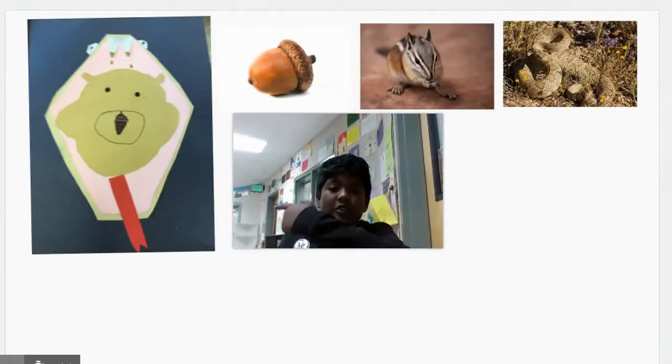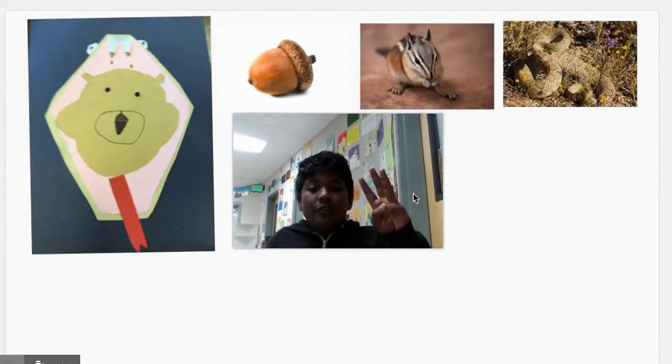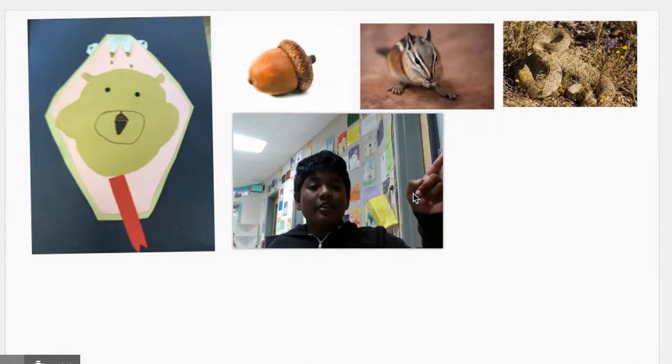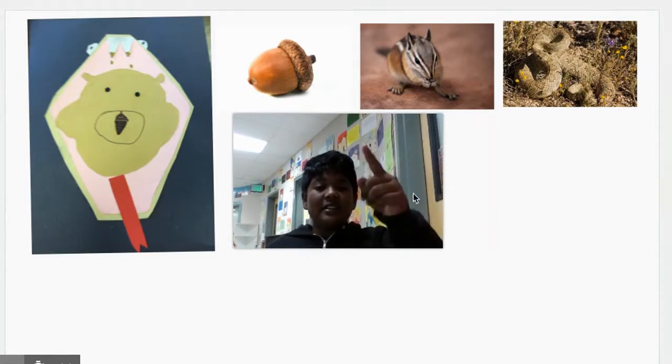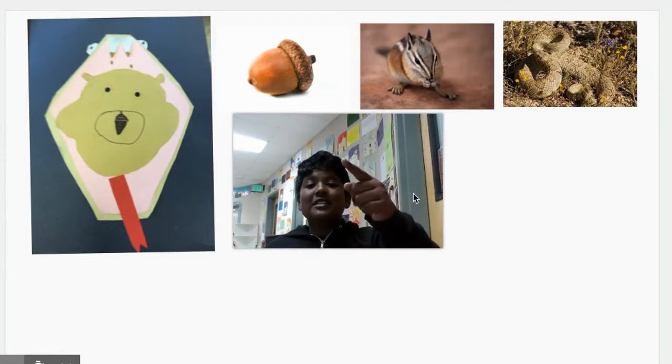This is my food chain art. I have three things in my food chain art. One, the apex predator is the Great Basin rattlesnake. The Great Basin rattlesnake eats a Utah chipmunk, which eats an apple. This food chain happens in Bryce Canyon National Park.